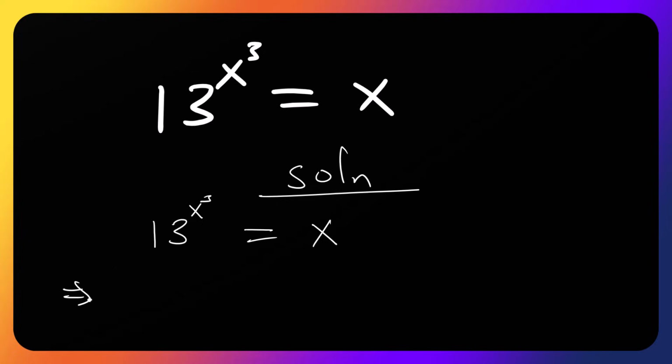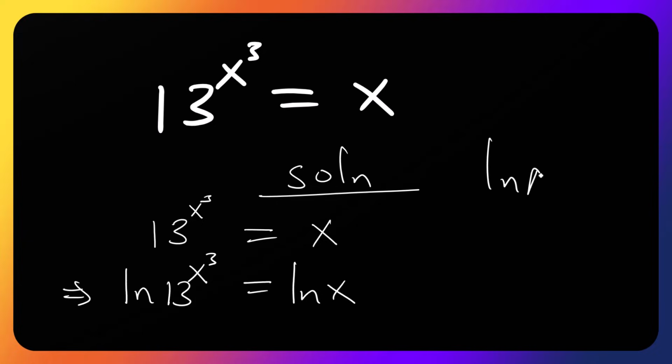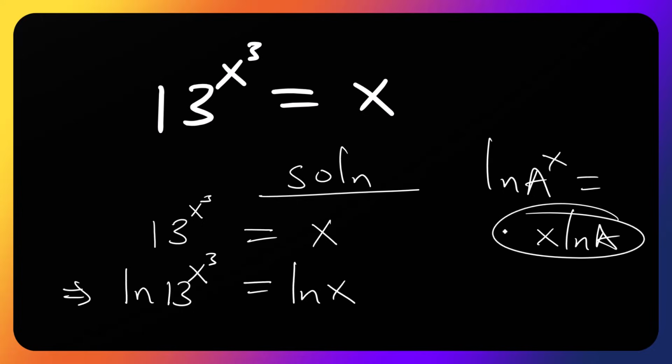Now, to bring the power here down, I have to take log on both sides. So I'll proceed with natural log, ln of that, ln of x. When we have ln of a raised to x, it is the same as x ln of a. So this side will be x cubed ln of 13 equals ln of x.